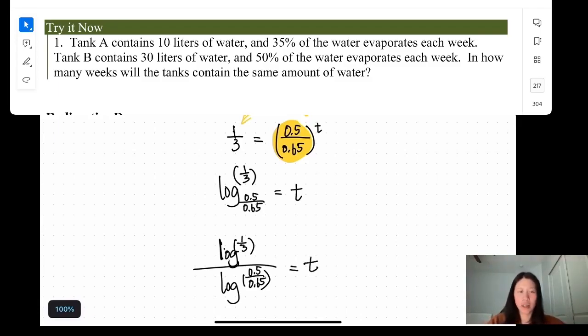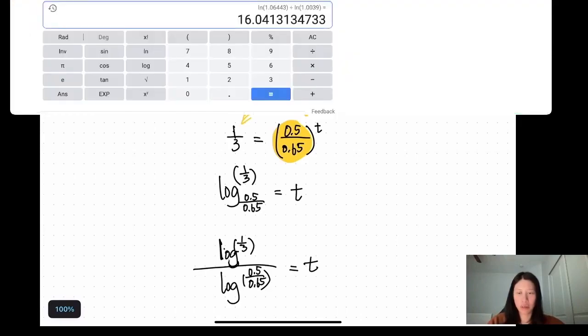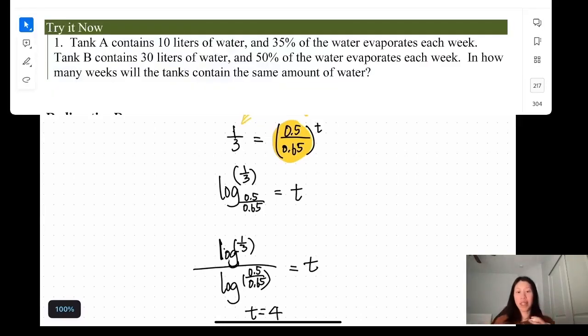So now let's take a look. For a Google calculator, I will have log of 10 divided by 13, divided by a common log of 0.5 divided by 0.65. So this is approximately 4.1. So t is approximately 4 weeks. So that means after 4 weeks, the tanks contain the same amount of water.